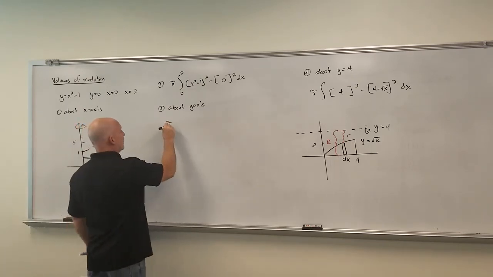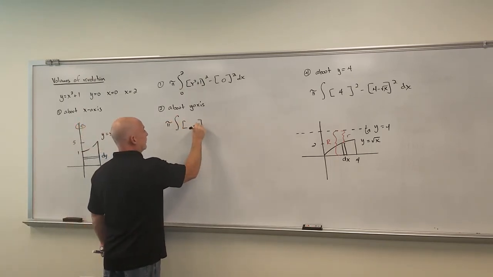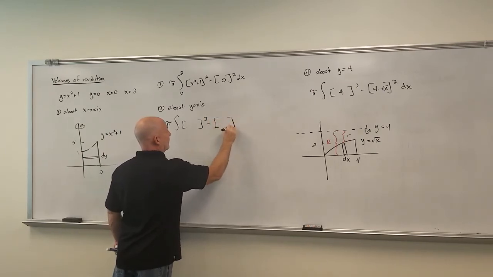All right, so we can set up our bounds. We go from 0 to 2, big R squared minus little r squared dy.